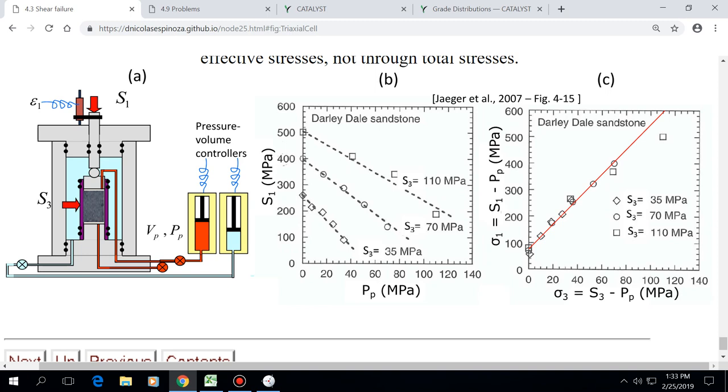What can you get from this line? First of all, the easiest number is going to be UCS. UCS is the intercept of this line with this sigma 1 axis. And in this case is how much?